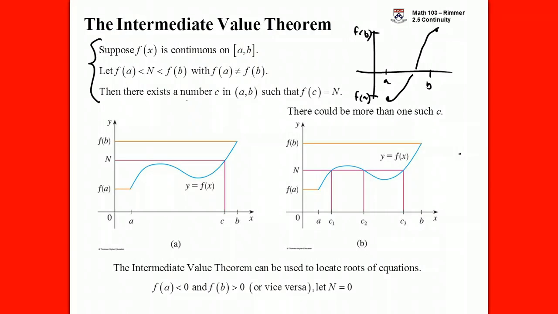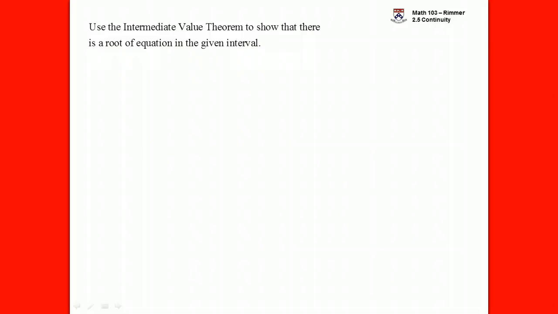And so applying it is saying that, okay, since f of a is negative and f of b is positive, then somewhere in here, I know I have to go through the x-axis. There's a root somewhere in that interval. And so those are the types of questions you'll see. Use the intermediate value theorem to show that there's a root of an equation.